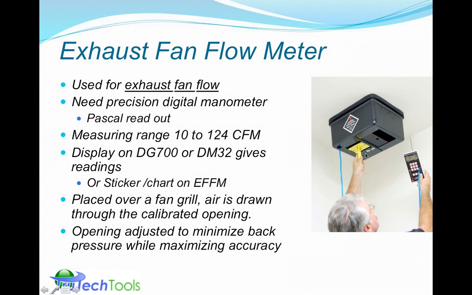You do want to make sure that the opening is adjusted to minimize the back pressure while trying to capture the maximum accuracy. So there's a little bit of give and take with this, but the device itself is about $135, but you do need a precision digital manometer. One without any calculation can be had for around $500, and then on up to $800 to $1,200 if you want one with the calculation, or you may already have one with your blower door or duct leakage tester.